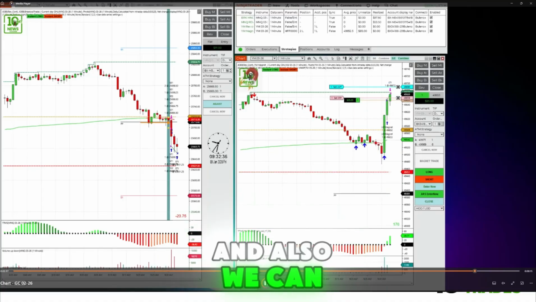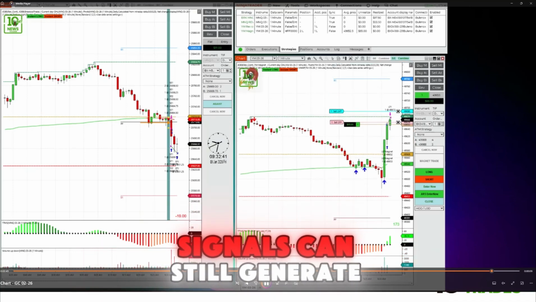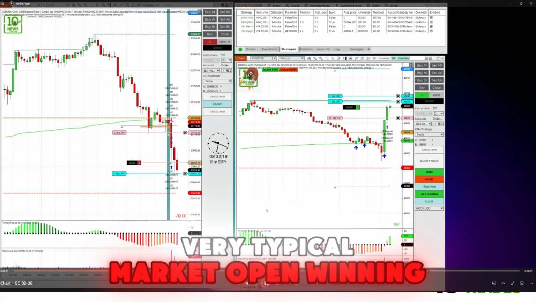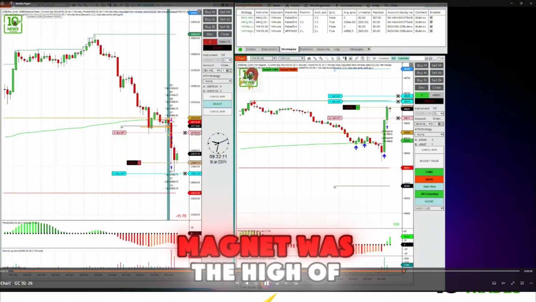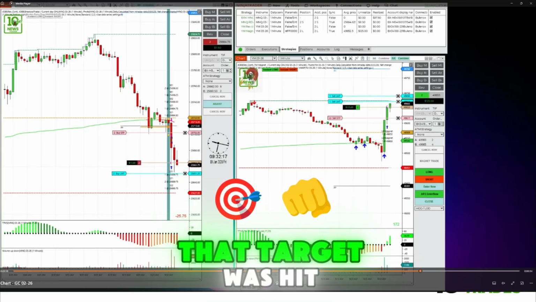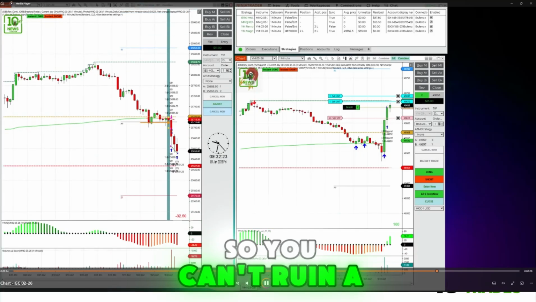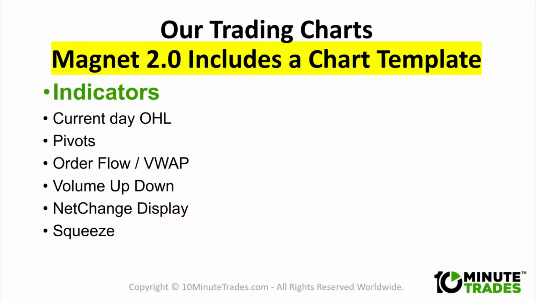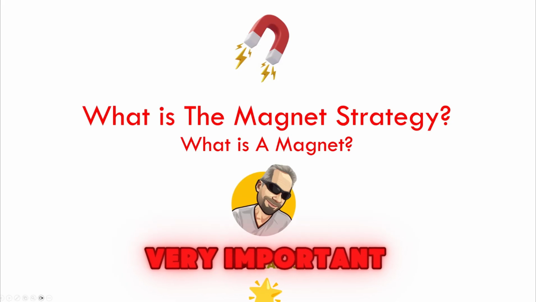And also, we can watch signals while we're trading our regular magnet trade. Signals can still generate. But that was a very typical market open winning YM trade, trading a magnet. The magnet was the high of the day. Our first target was at the high of day. That target was hit. Then we normally would move our stop to break even, so you can't ruin a winning trade, and that is a perfect magnet trade. And once again, clear, easy charts to read is very important.